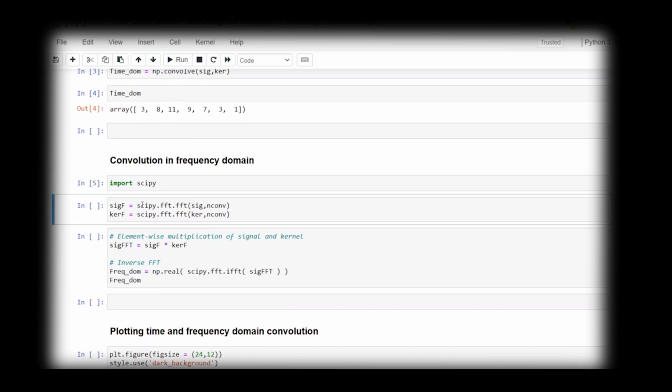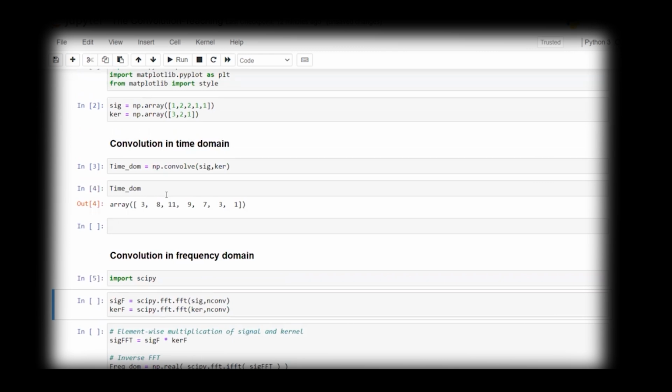Next, we perform the time domain convolution using NumPy.convolve with 2 inputs, the signal and the kernel. After running this, we get the same result as we obtained earlier when we implemented convolution in Python manually. The output sequence has 7 samples, which means we performed a full mode convolution. This is our time domain convolution result.